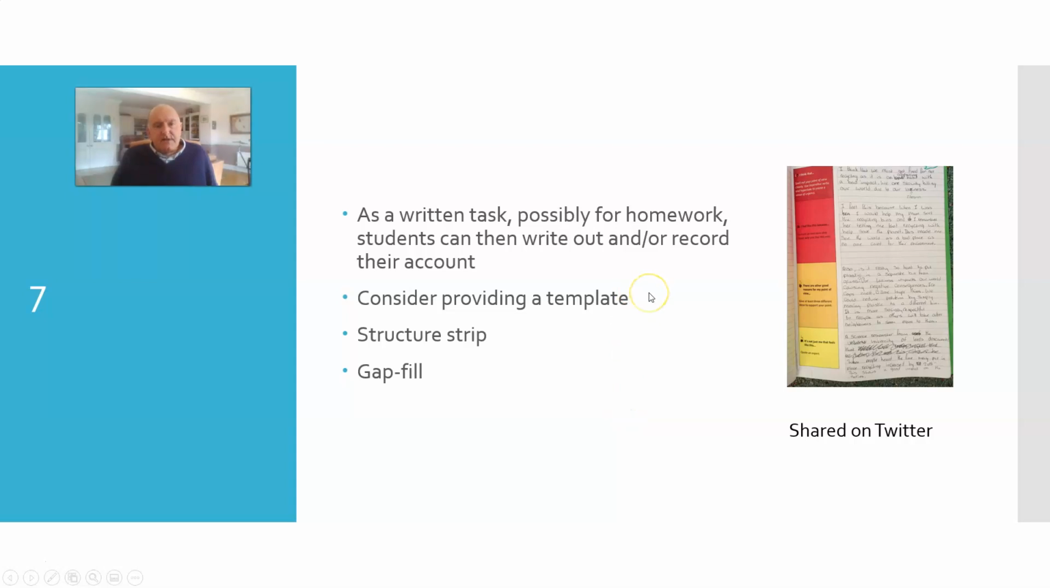And then perhaps as a written task, perhaps as a homework, if there's a culture of good written homework, they could write out and record their account. You might want to provide some sort of template for that. It could be just a gap fill to do for the weakest students.